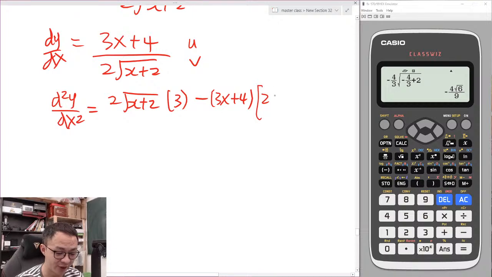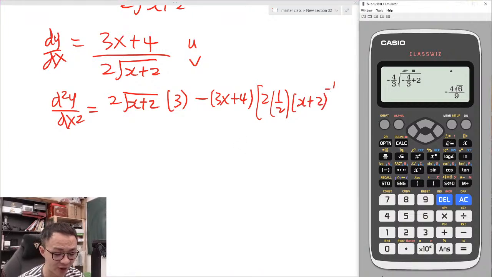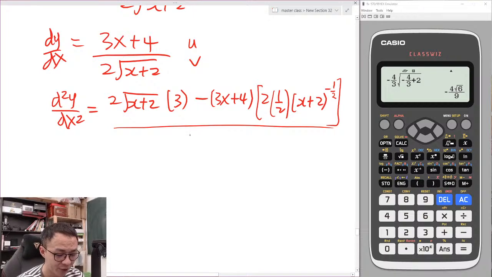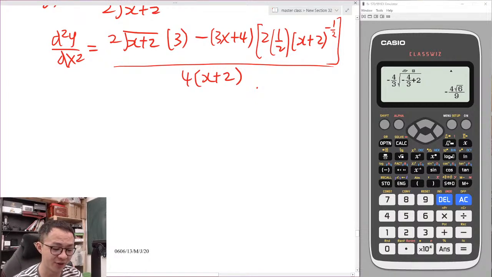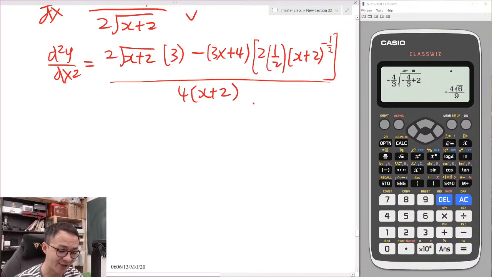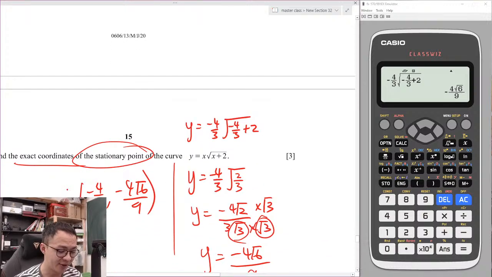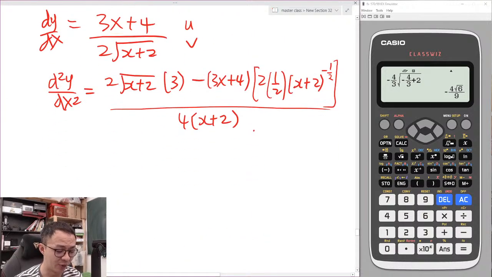I will get a half, and then this one will be (x plus 2) to the negative half. This is power half, right? Minus 1, negative half. Over v squared. So v squared is 4(x plus 2). Alright, so I want to find the nature of it, so I need to sub in the x value. What is my x value just now? It's negative 4 over 3, isn't it? So I will need to plug my negative 4 over 3 into this equation.